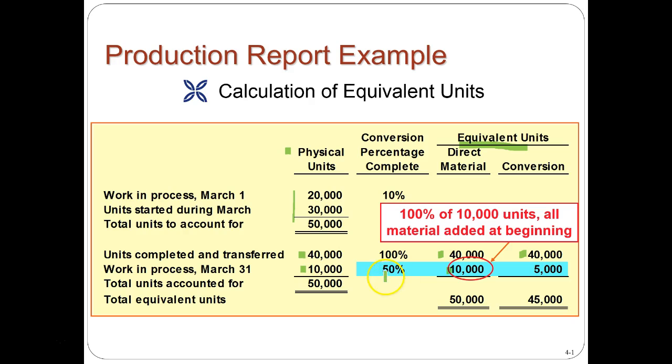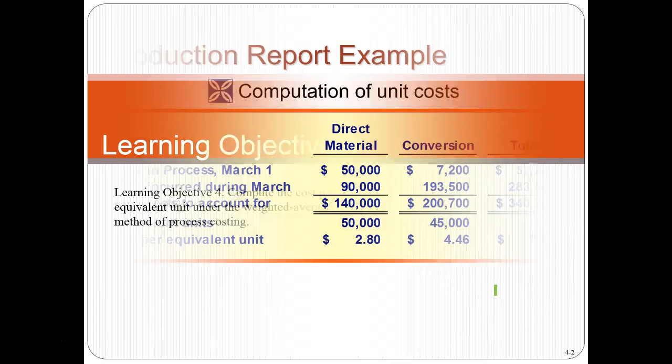And therefore we had to come up with this percent. 50 times the 10 gave us our 5,000. So here's our equivalent units for direct materials. Here's our equivalent units for conversion. And we're going to use those in the next step.